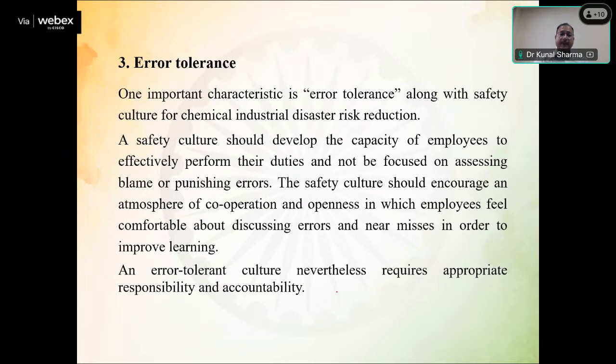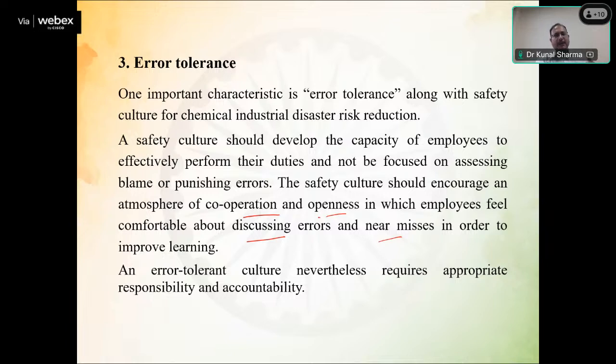Error tolerance, again, is a very important characteristic along with safety culture for chemical industrial disaster restoration. A safety culture should develop the capacity of employees to effectively perform their duties, and not be focused on assessing blame or punishing errors. The safety culture should encourage an atmosphere of cooperation and openness in which employees feel comfortable discussing errors and near misses. What happens in the plants is that operators know very well there is certain leakage.